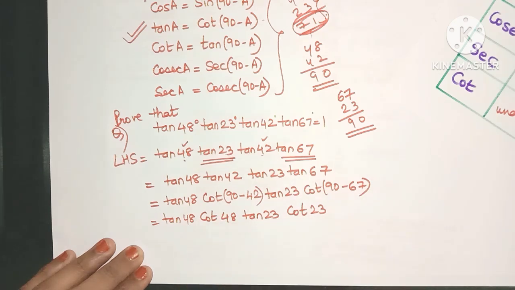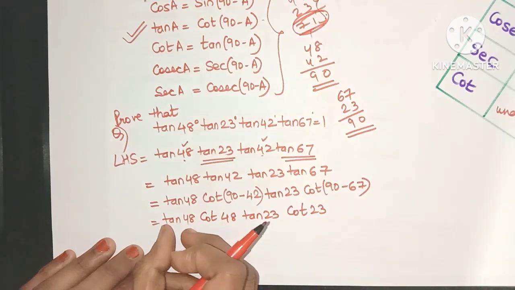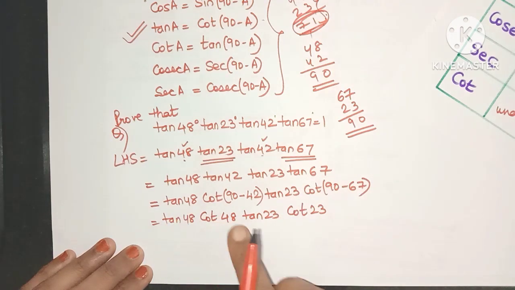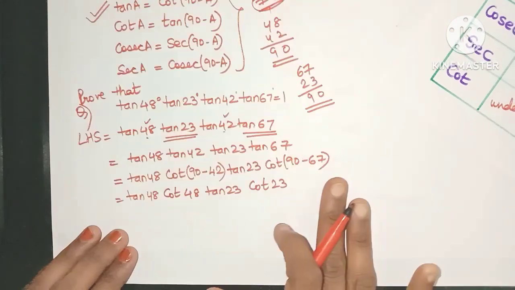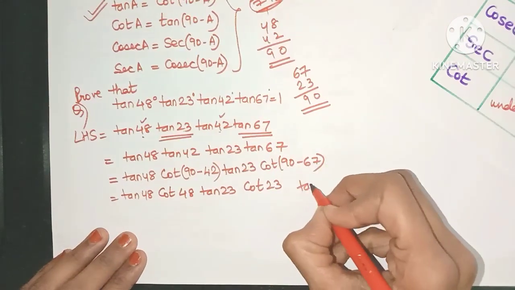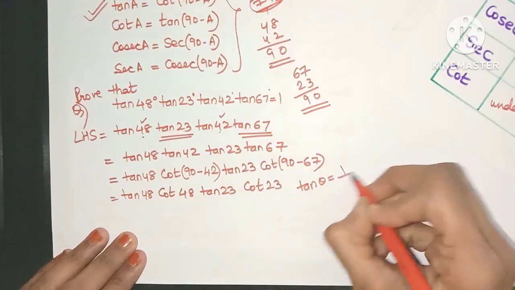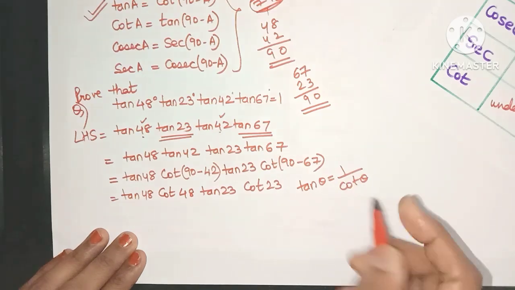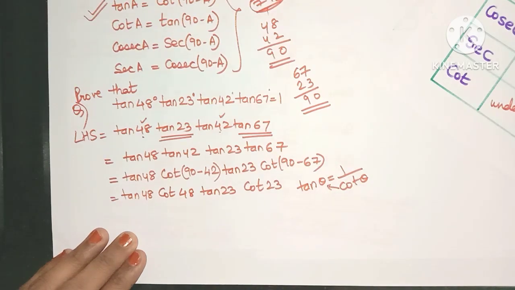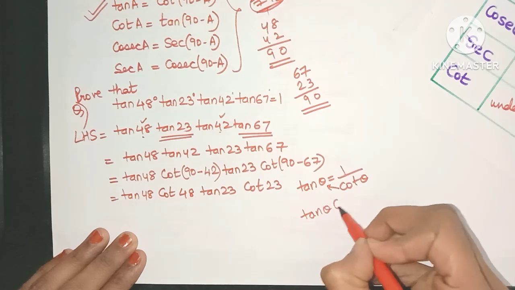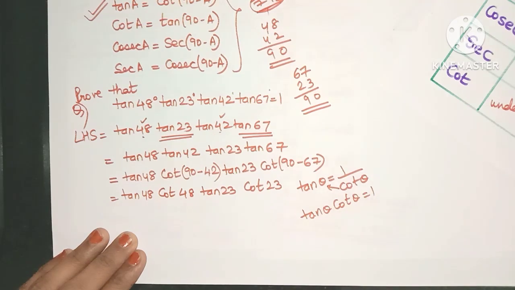Okay. Now, again, we need to look for some pattern. This is tan of an angle multiplied by cot of the same angle. Okay. So, what does this mean? Tan theta, if you remember, is 1 by cot theta, friends, right? So, if I bring the cot theta to the numerator, I'll get tan theta into cot theta as 1.